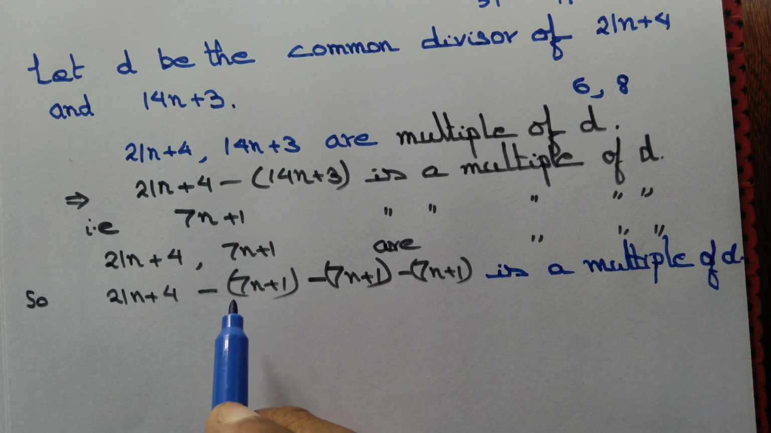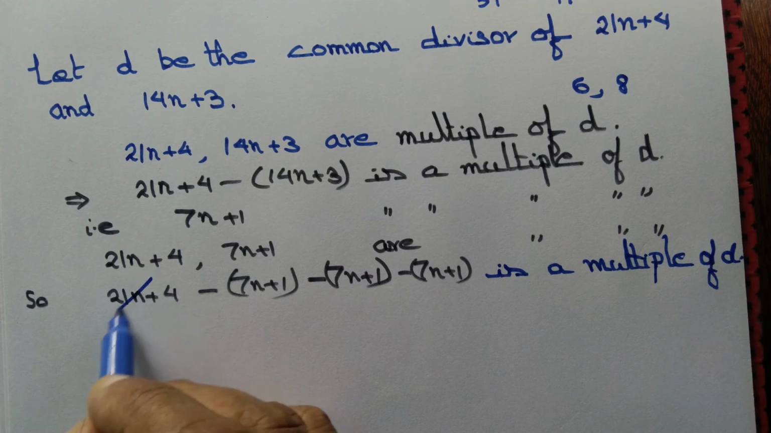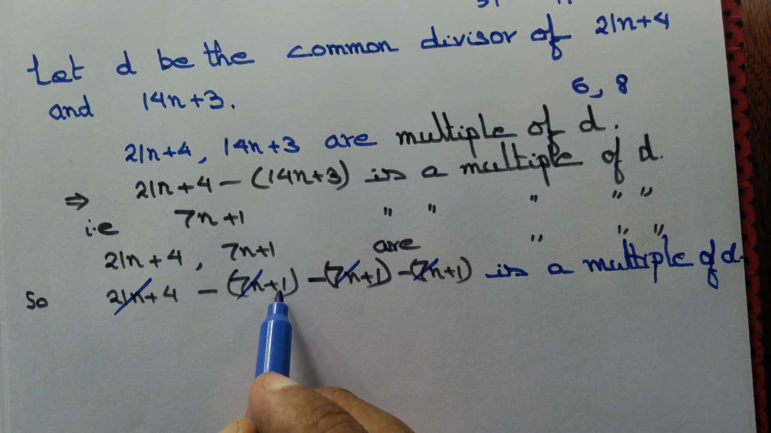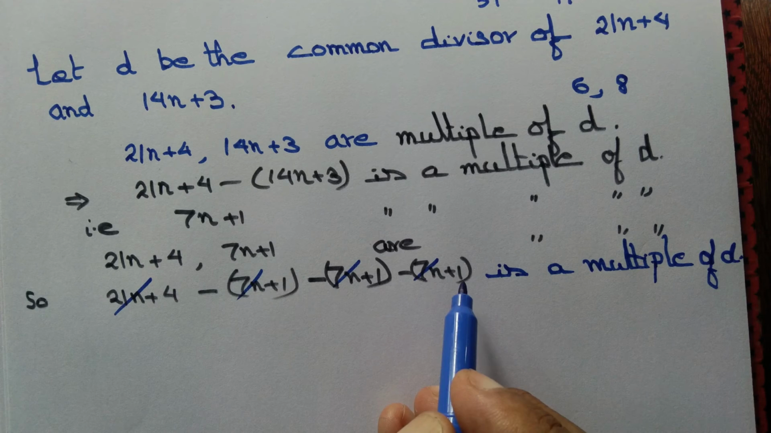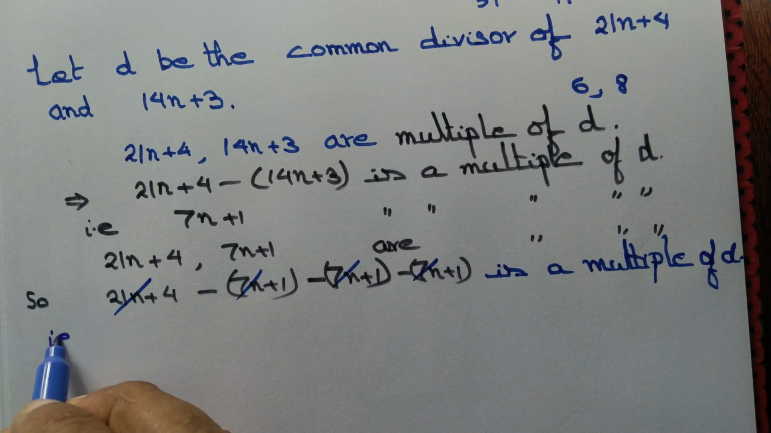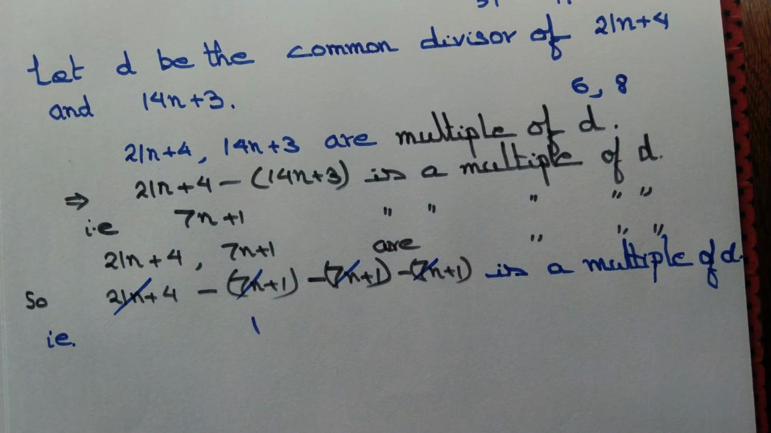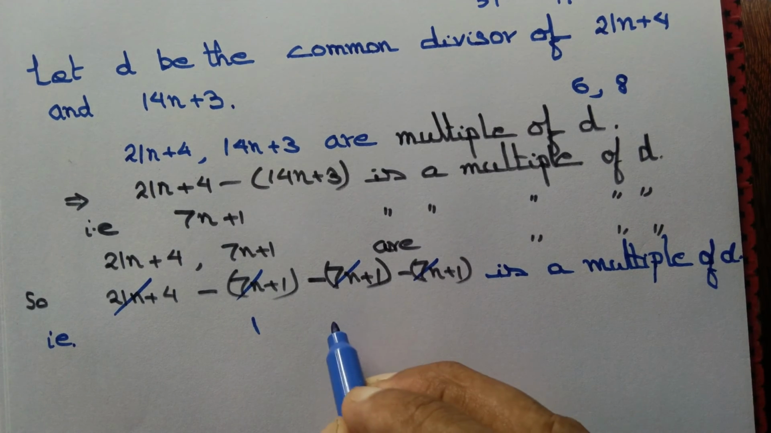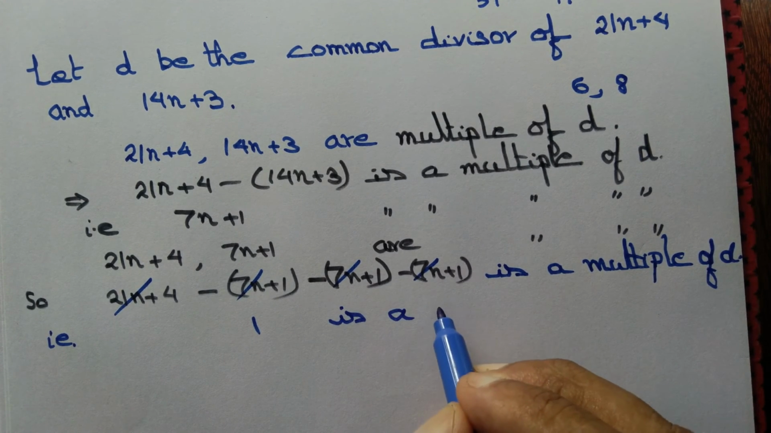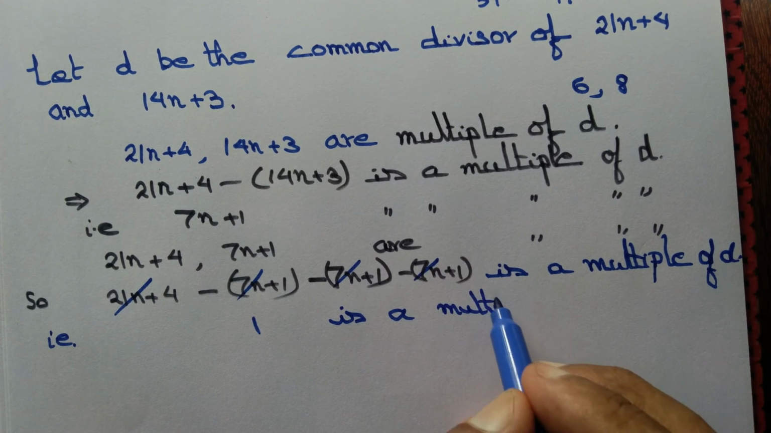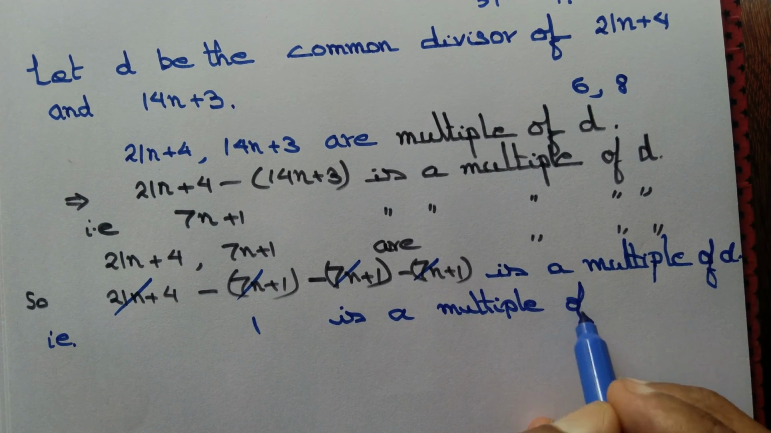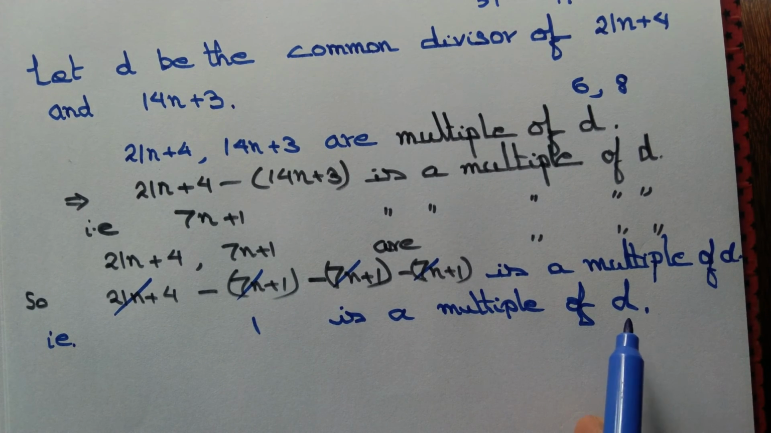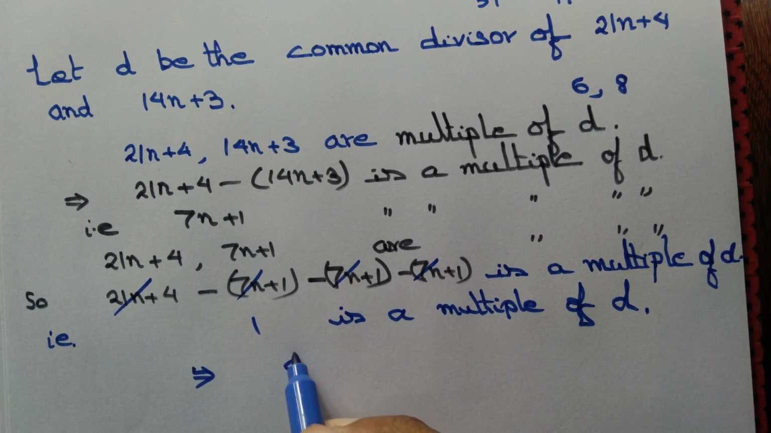How much is 7 plus 7 plus 7? That's 21, so 21n will get cancelled. 4 minus 1 is 3. 3 minus 1 is 2. 2 minus 1 is 1. That is, 1 is a multiple of d. What are the integers such that 1 is a multiple of d? This implies d has to be, if it is positive, plus 1. If it is negative, it can be minus 1. That's the only possibility.